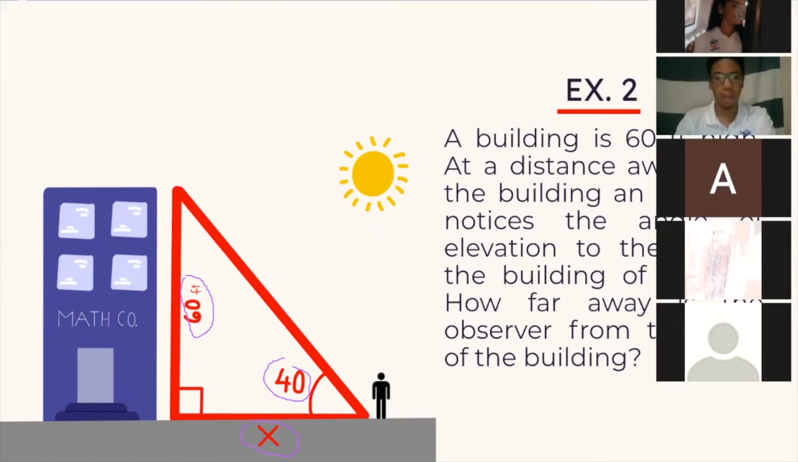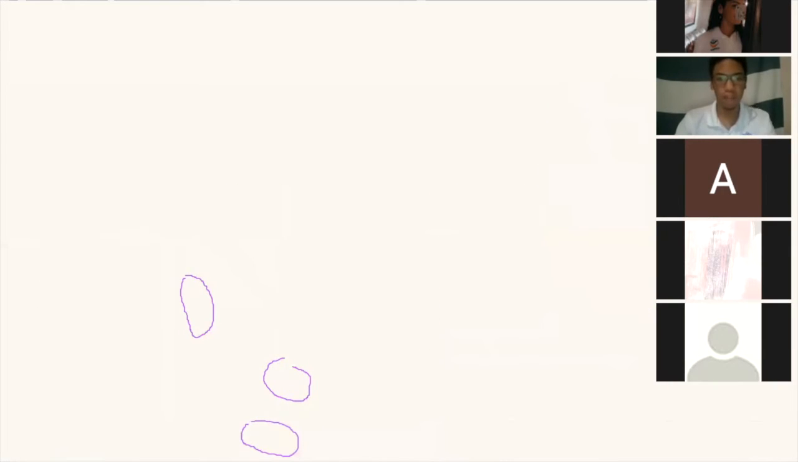Okay, first we have to make a representation of the problem. We have that already. So now we have to choose again one of the main trigonometric functions. In this case, tangent. And why tangent? Tangent is the better one because it uses the opposite side and the adjacent side. So we copy the formula, which is tangent of an angle is equal to opposite side over adjacent side.